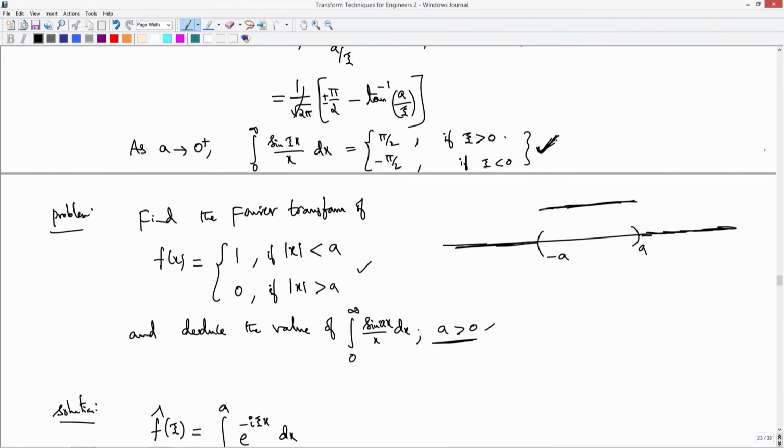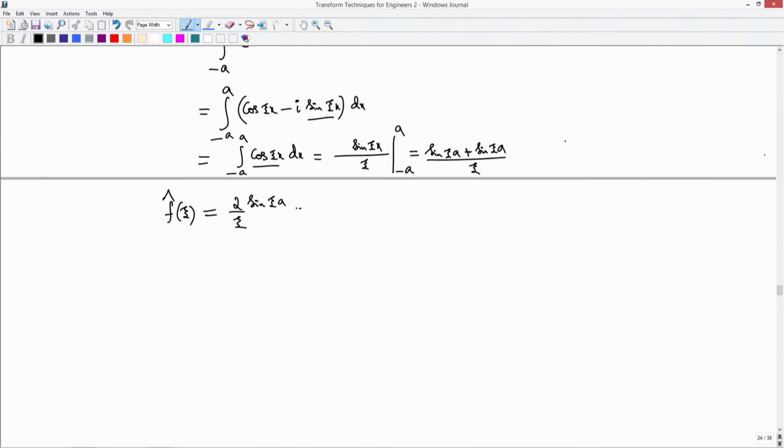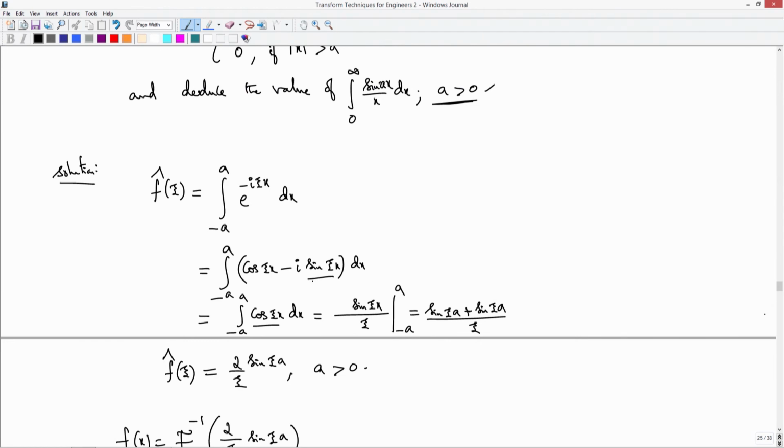Only part of this result you can also get from this Fourier transform. So, that is what it is here. If you take the inverse transform, this is the Fourier transform of this, and a is positive anyway. To take the inverse transform, f(x) is the inverse Fourier transform of 2 by xi sin(xi a). I think I missed 1 by root 2 pi. This is how I conventionally defined it.